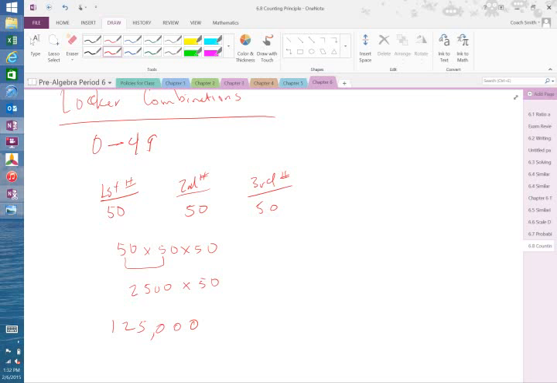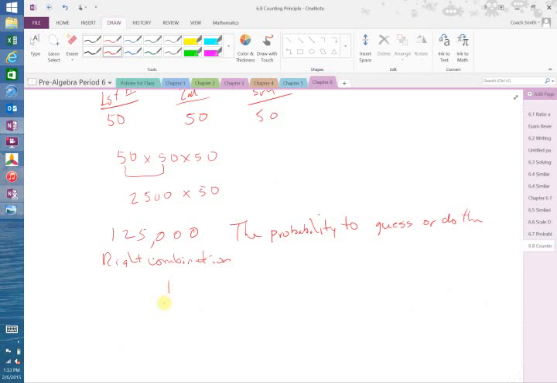So if we wanted to take this a step further, and let's say we're going to take Copeland out, put him at one of the lockers, and say, guess the combination. Well, the probability then to guess the right combination on one try, obviously, would be 1 over 125,000.